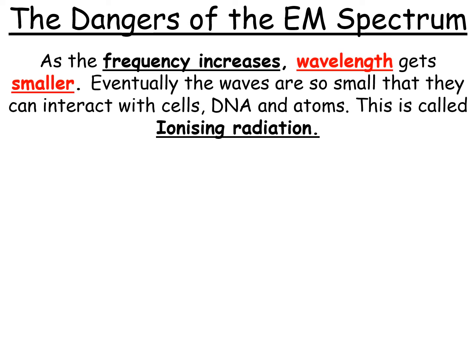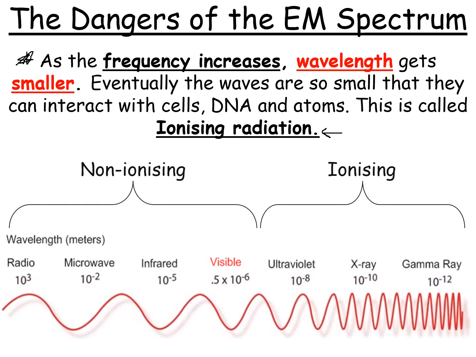Okay, now dangers of the electromagnetic spectrum. Well, as the frequency increases, the wavelengths get smaller. So that's quite a handy bit of thing to know. So I would write this down. Eventually, the waves are so small that they can interact with cells, DNA, and atoms, and this is called ionizing radiation. And we're going to have a look at this in more detail when we come to do the radiation topic. Okay, now because of that, we now have two parts of the electromagnetic spectrum, a non-ionizing part and an ionizing part.